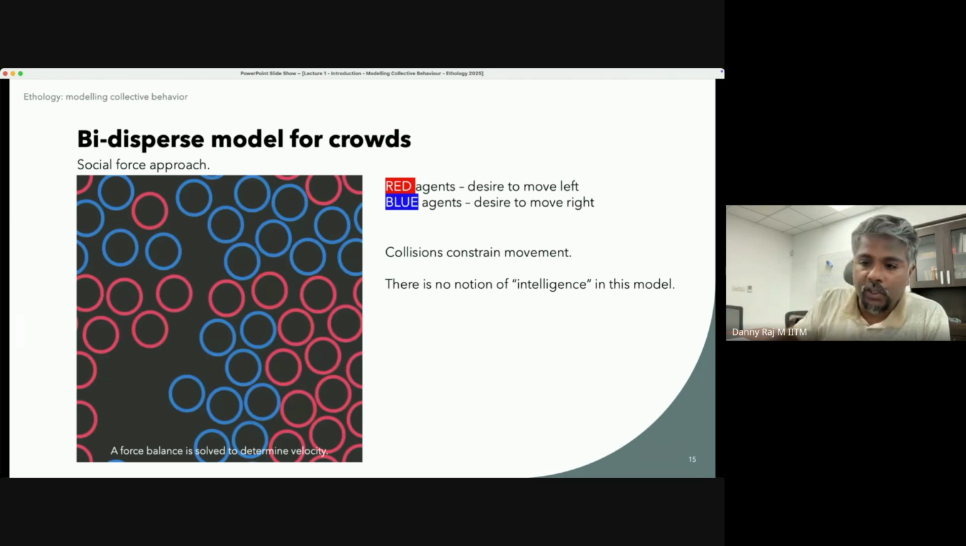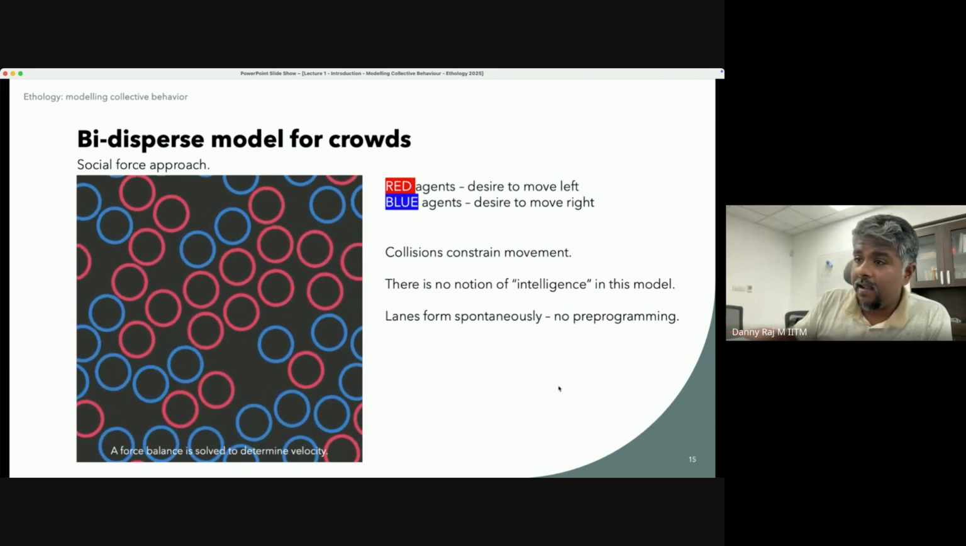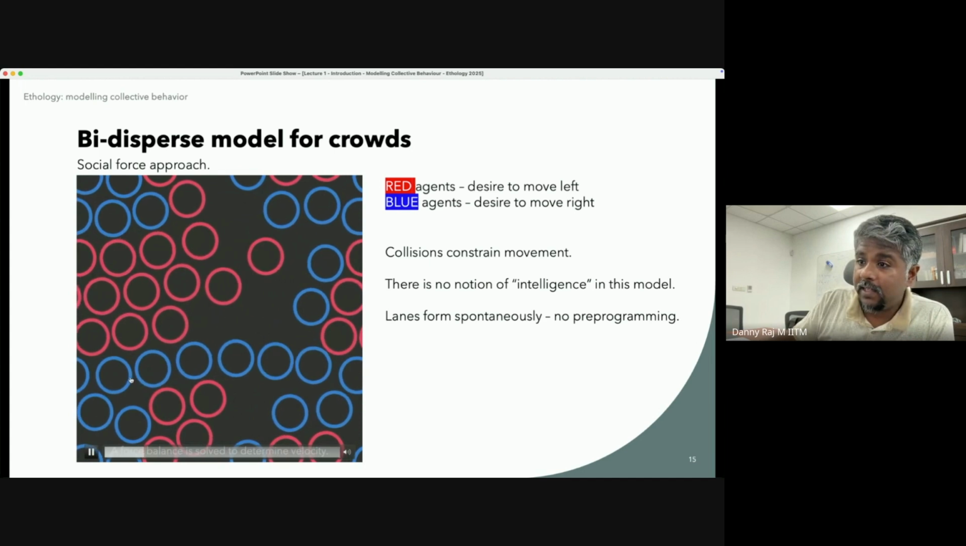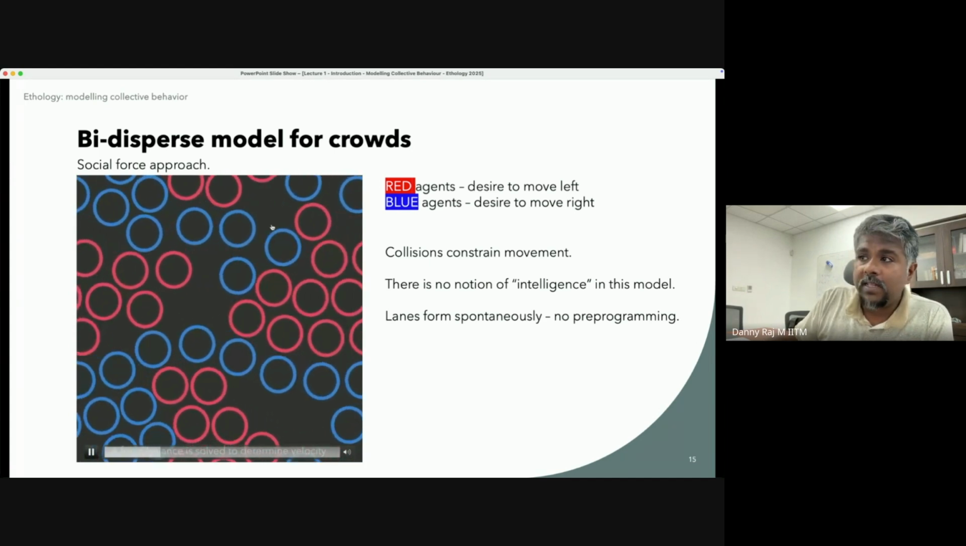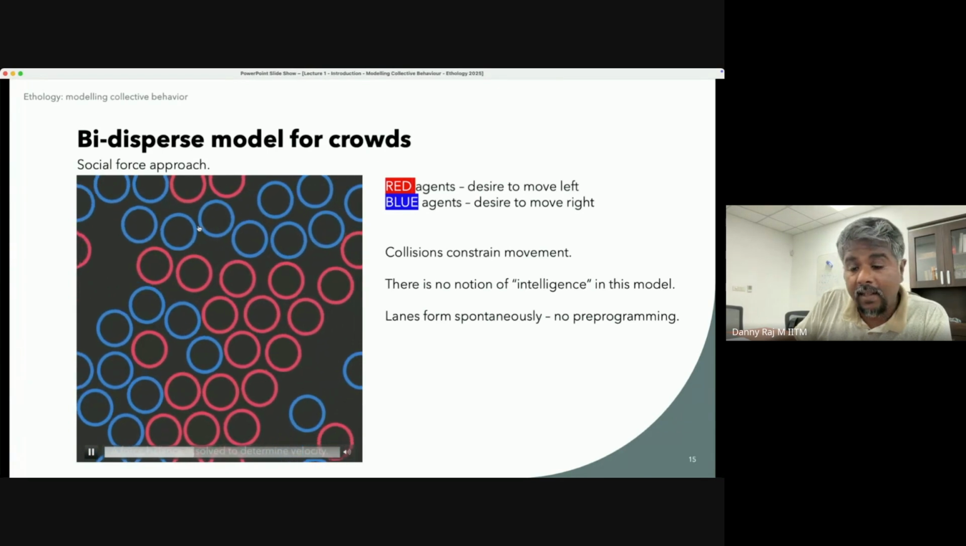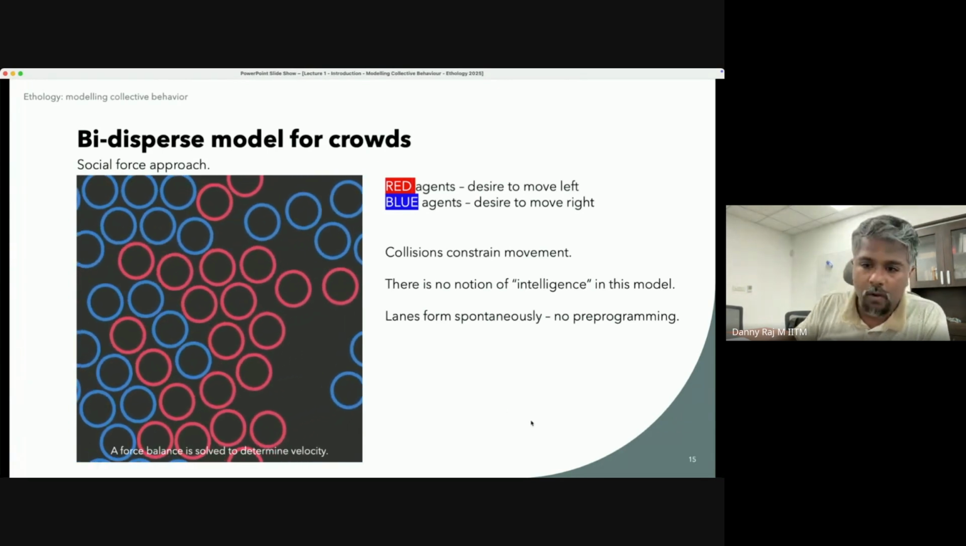There is no notion of intelligence here. Though I got inspired to write this model based on the traffic problem, the pedestrian problem. The pedestrian problem actually has intelligence of agents, right? But there is no notion of intelligence. But still, if you noticed clearly, you will see that they spontaneously formed lanes. So you will see that these lanes are formed. There was no pre-programming absolutely, but lanes were formed automatically. They break, and they reform, and so on.